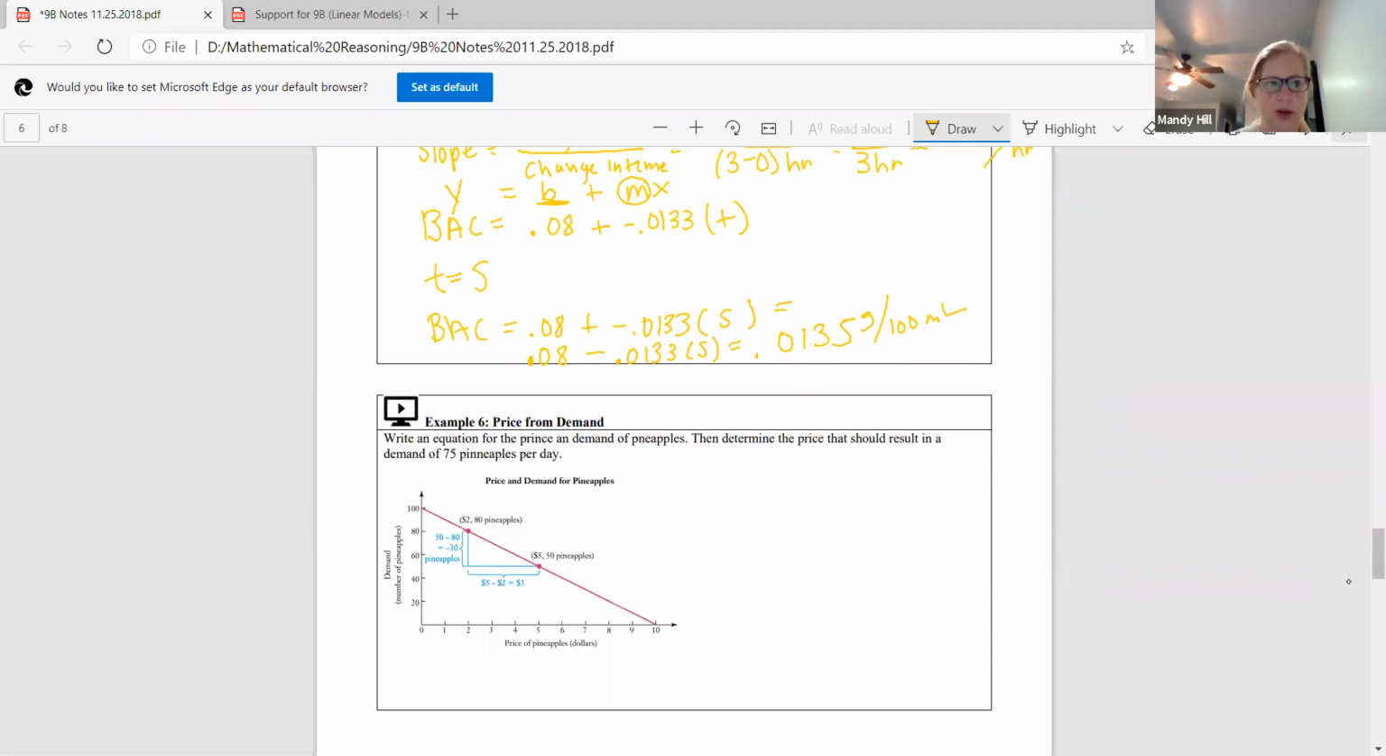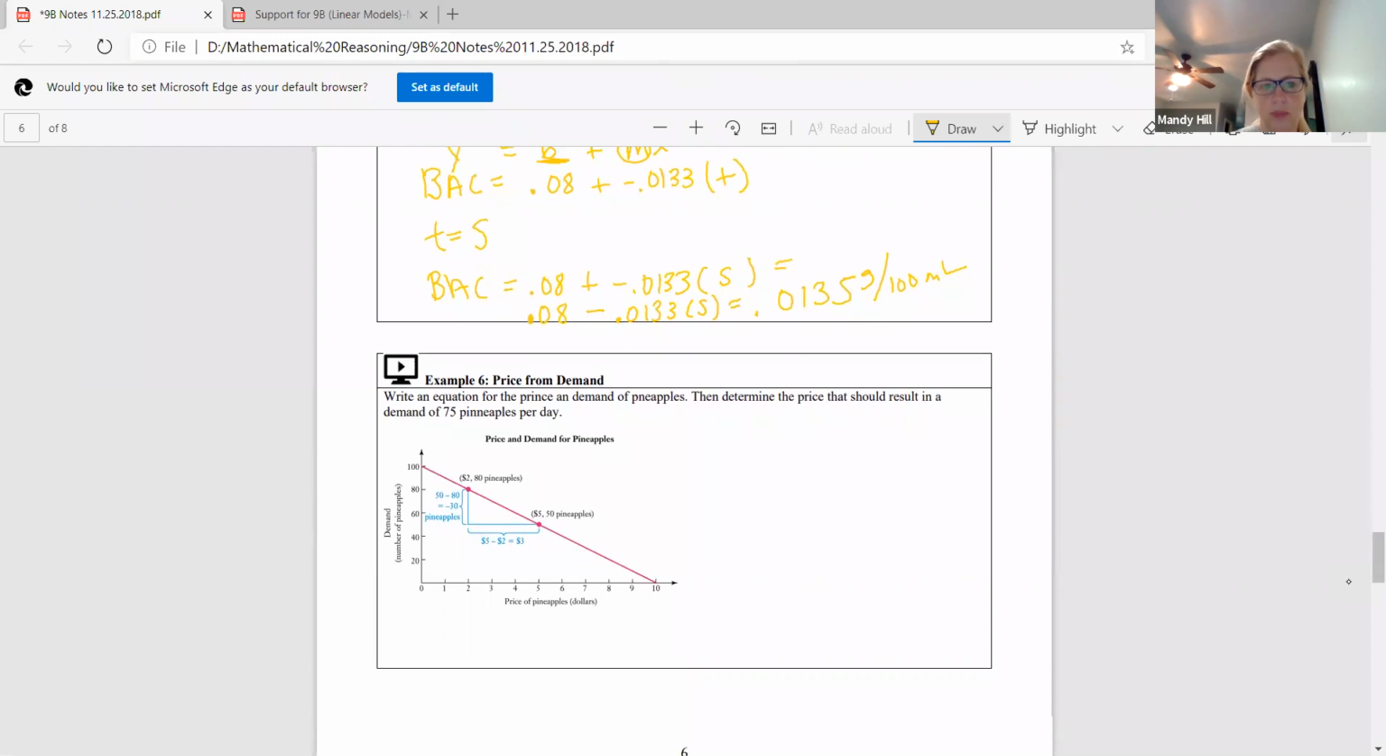Okay, write an equation for the price and demand of pineapples. Then determine the price that should result in the demand of 75 pineapples per day. So we already came up with this equation, right? We've got y equals mx plus b. y would be our demand. M is our slope. And we calculated our slope on a previous problem, we said we're losing 10 pineapples every time the price goes up $1. X would be the price, and B is our starting point.